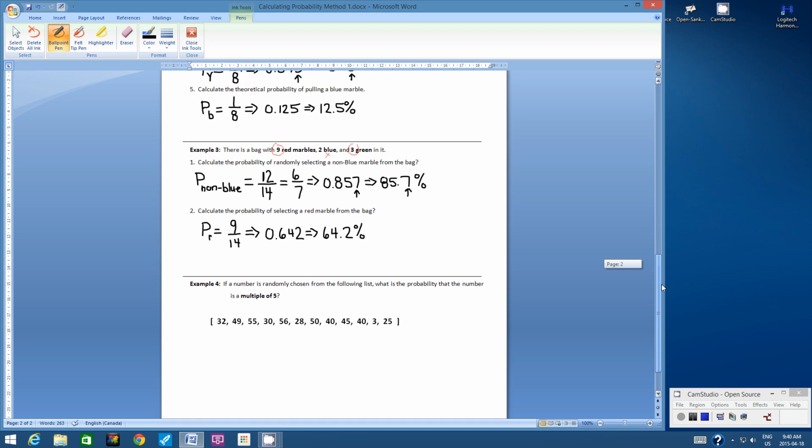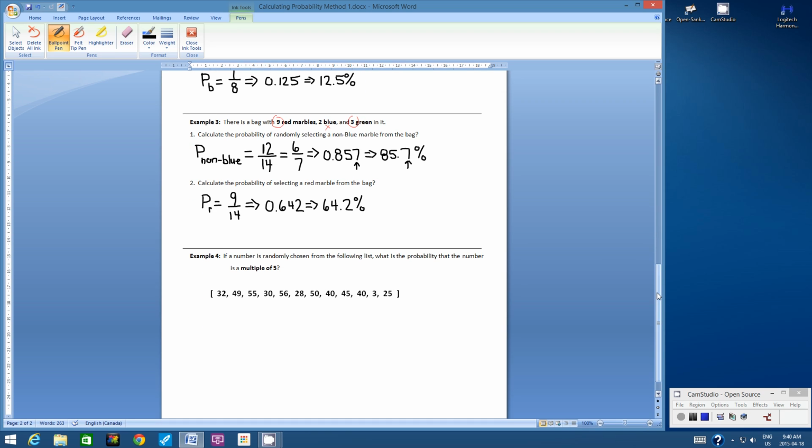All right, last example. And this example does not involve marbles in a bag. All right, example 4. If a number is randomly chosen from the following list, this list down here, what is the probability that the number is a multiple of 5? So let's look at all the numbers in the sample space. 32, 49, 55, 30, 56, 28, 50, 40, 45, 43, and 25. It's okay that there are two number 40s. That's fine because in previous examples, there were 2 blue marbles or 3 green marbles.